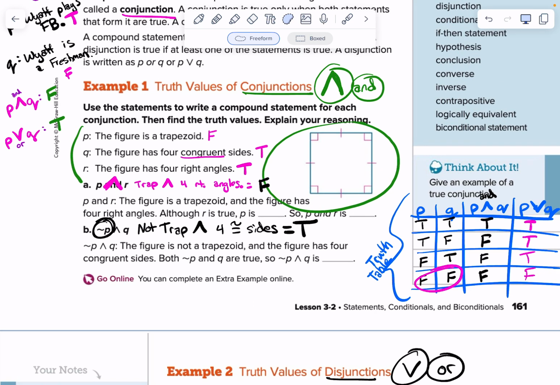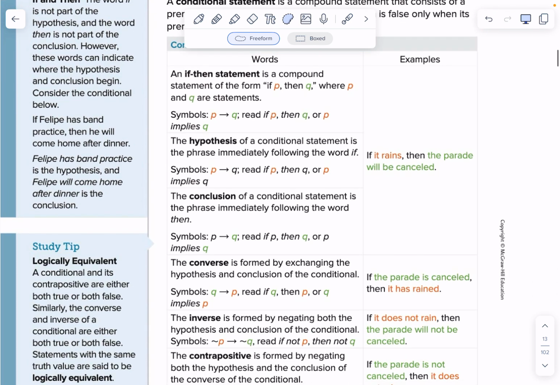What time do we get out of here? Okay, let's do one more thing.